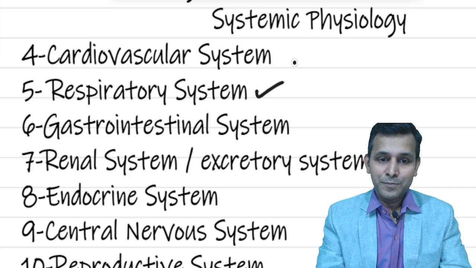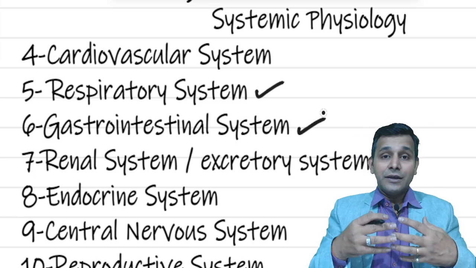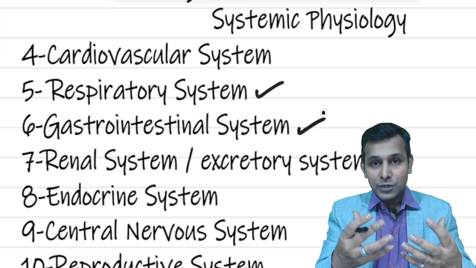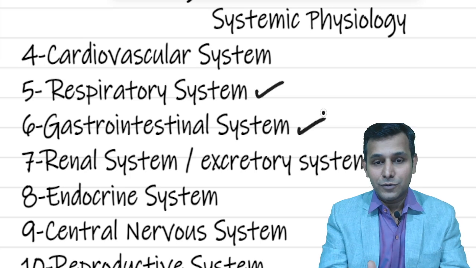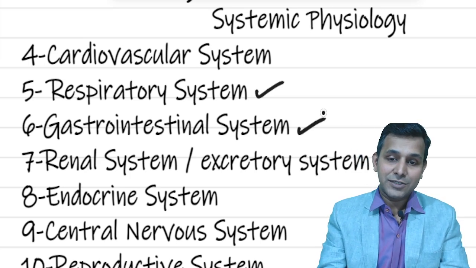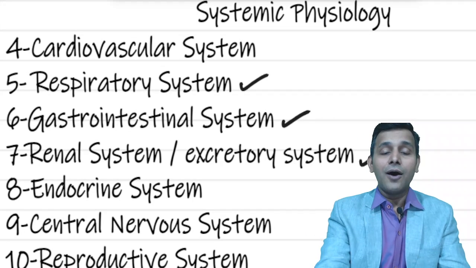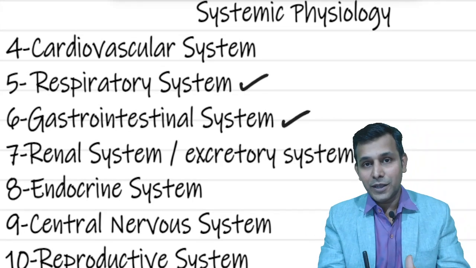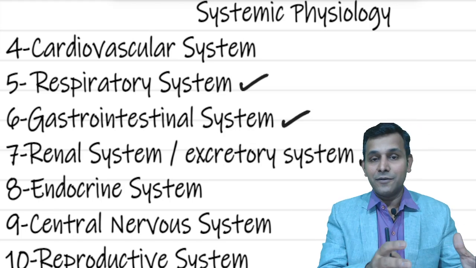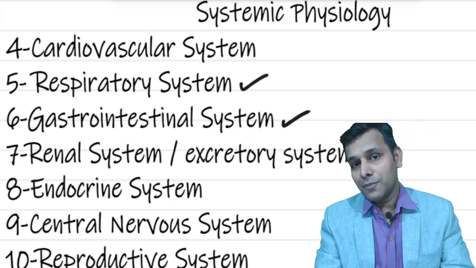Gastrointestinal system, it helps us understand the digestion process of food, absorption of food, assimilation of food, all those things. Renal system, or you can say excretory system, is a part of the urinary system which helps us understand how the formation of urine takes place, and how the kidney plays a very crucial role, apart from urine formation, in other body functioning.